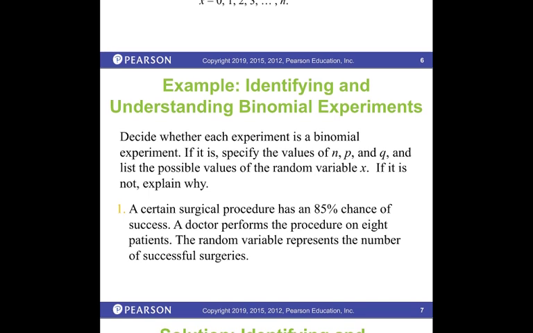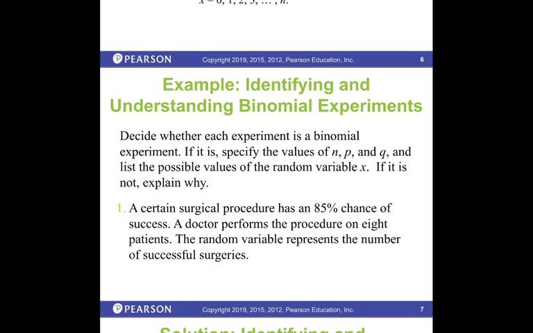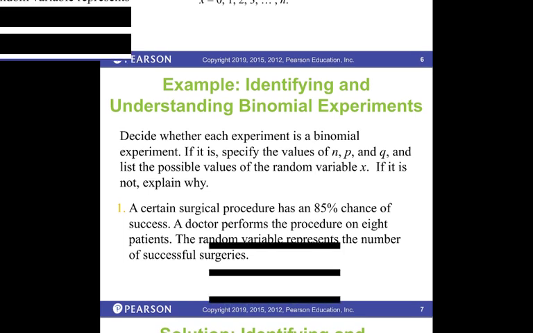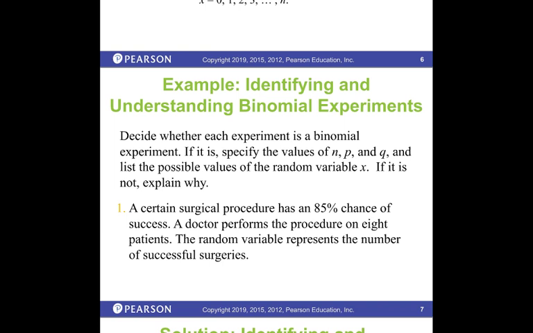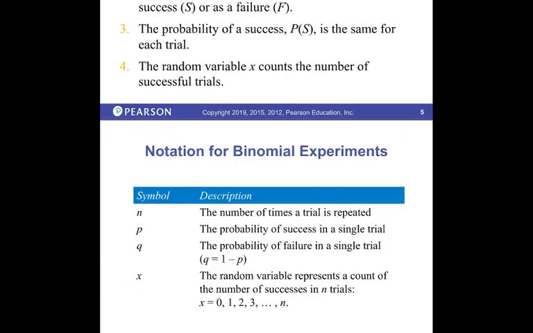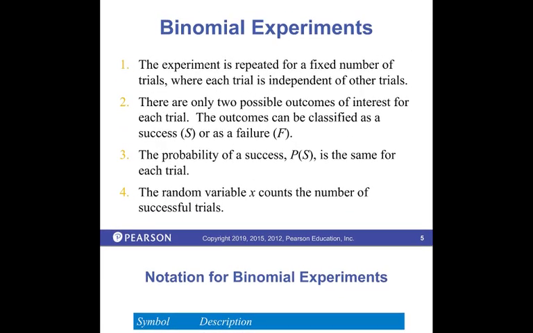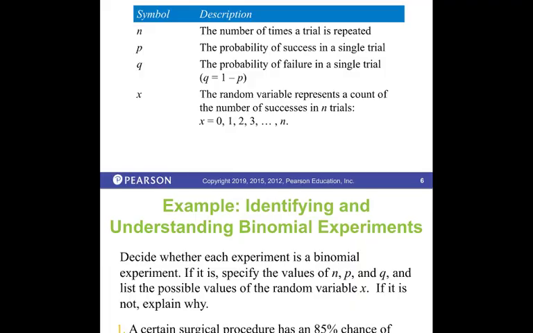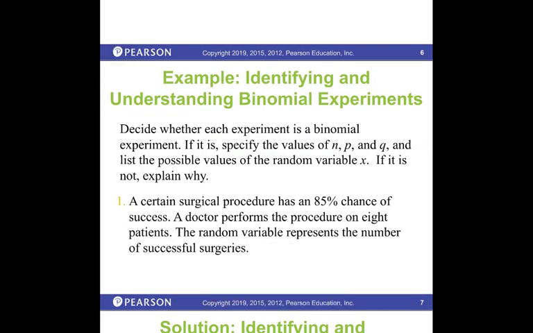Here we have a certain surgical procedure that has an 85% chance of success. A doctor performs the procedure on 8 patients. The random variable represents the number of successful surgeries. So the first condition: the experiment is repeated for a fixed number of trials. How many times is this trial repeated? This trial is repeated 8 times, right? Because he does the operation on 8 patients.